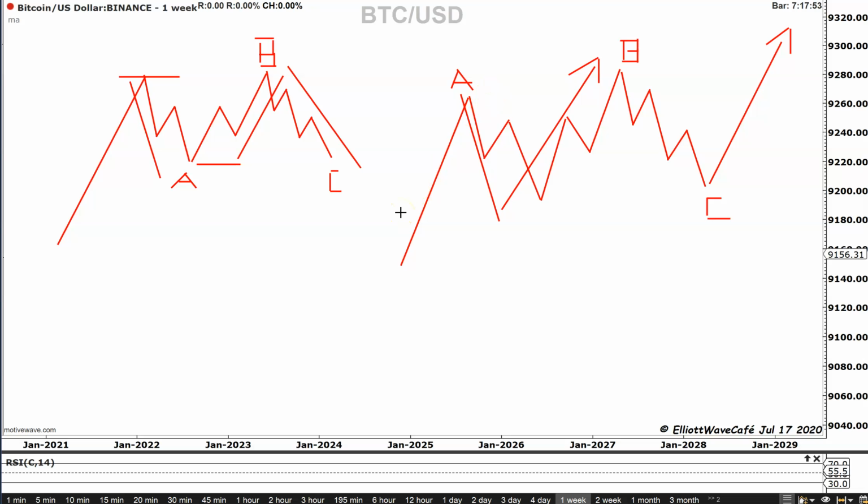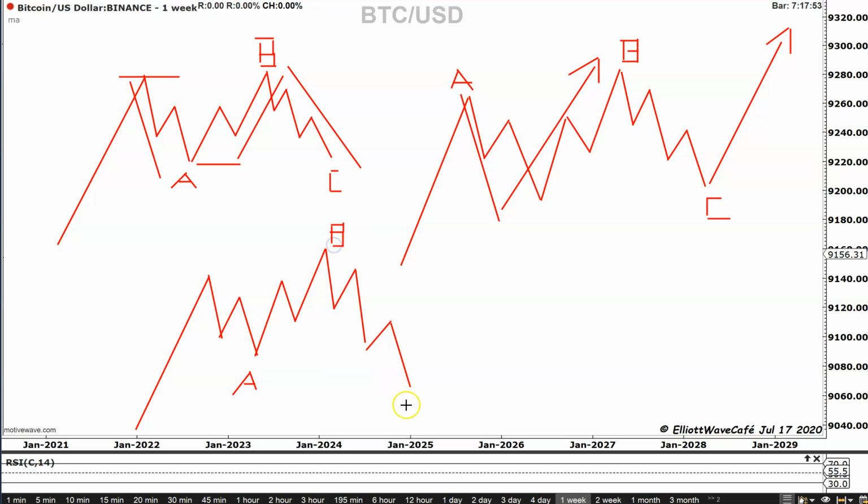The next one, which is the hardest of them all, the most notorious of the flat patterns, it's called an expanded flat. Okay, we come from these lows up here. All right, we come down in 3 waves, 1, 2, 3. We go up in 3 waves, 1, 2, 3. And now we sell off in 5 waves. 1, 2, 3, 4, and 5. Okay, this is your wave A. This is your wave B. And this is your wave C.